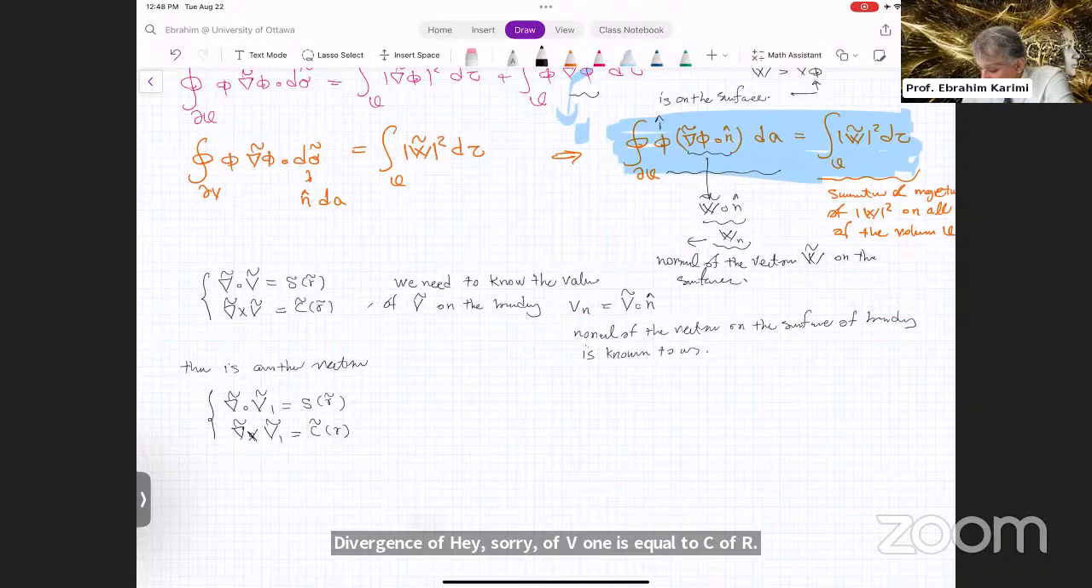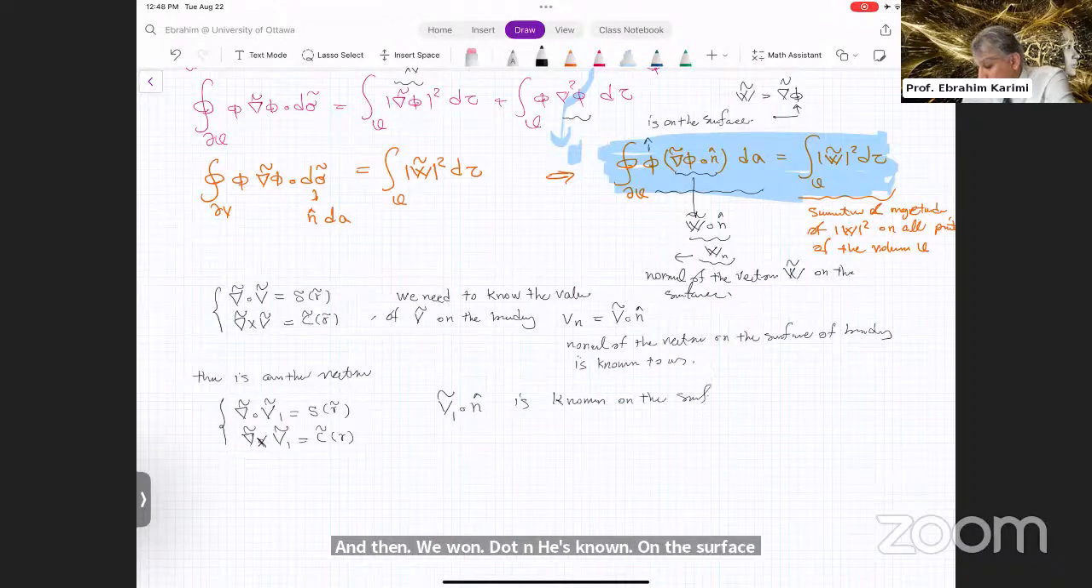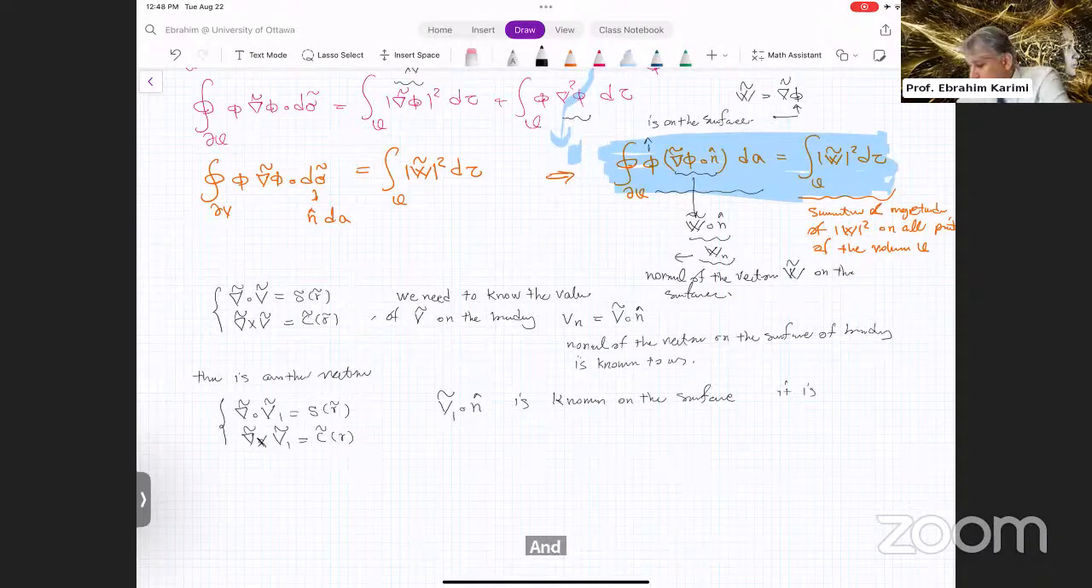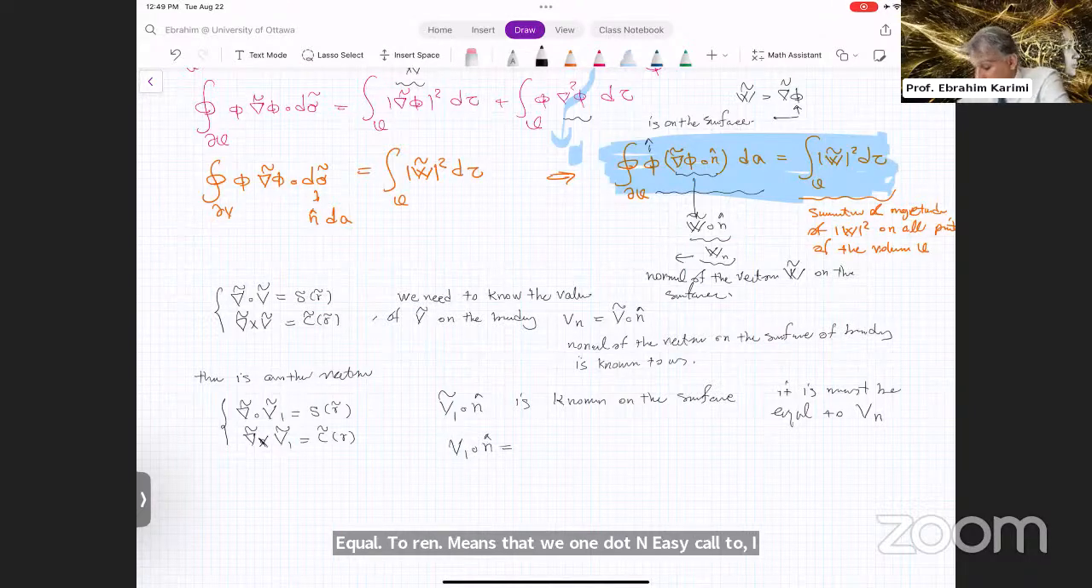And then V1 dot n is known on the surface, and also it must be equal to Vn, which means that V1 dot n is equal to a function, I will call it g of r, and this is identical to the other vector that we defined, which is Vn. Do you agree on that?